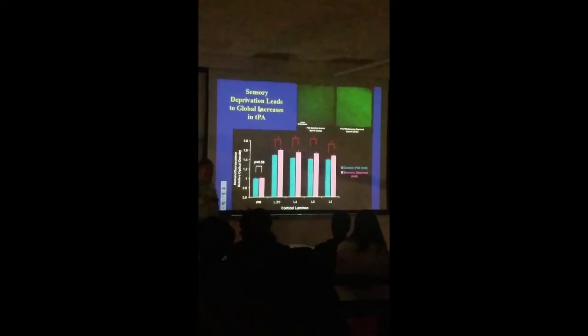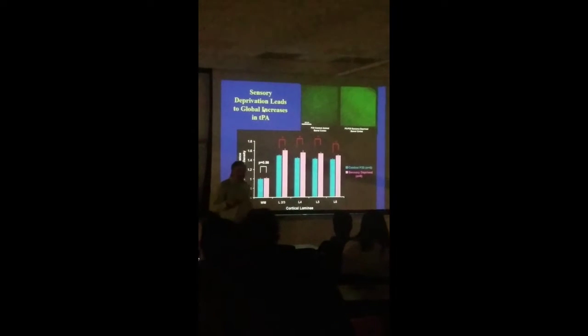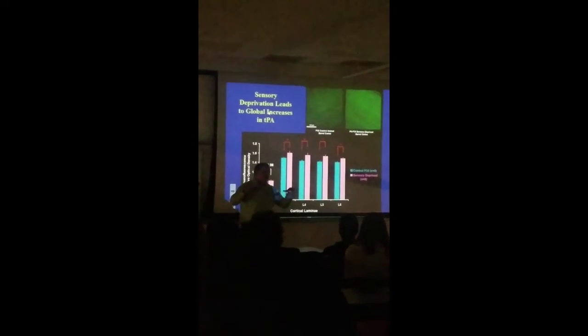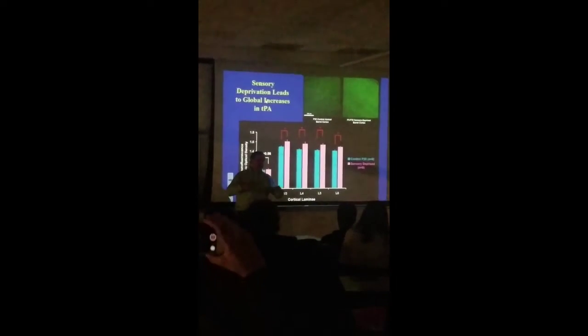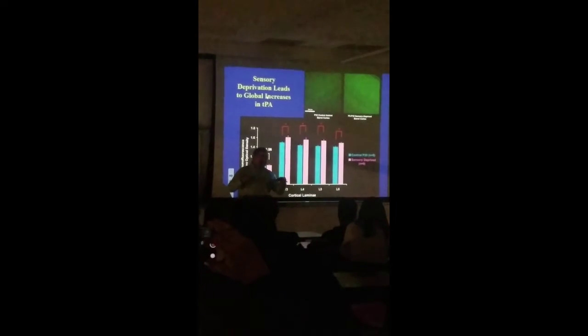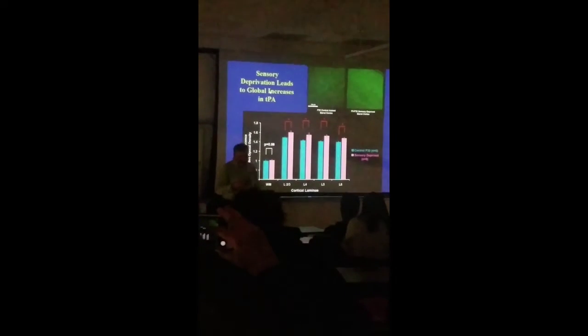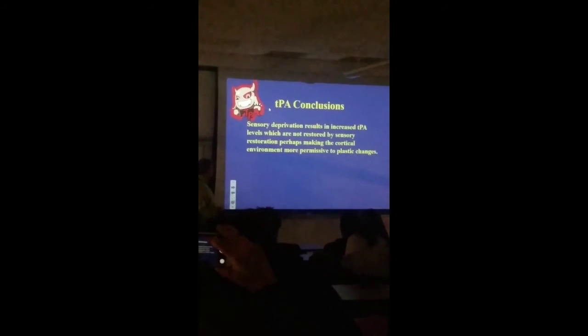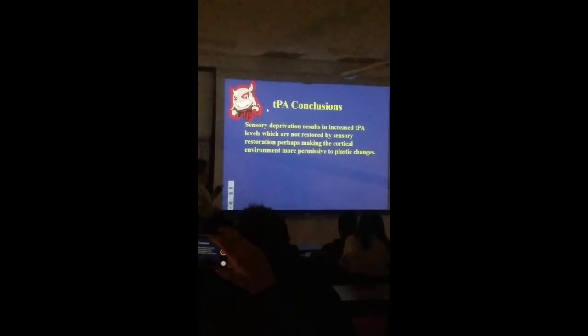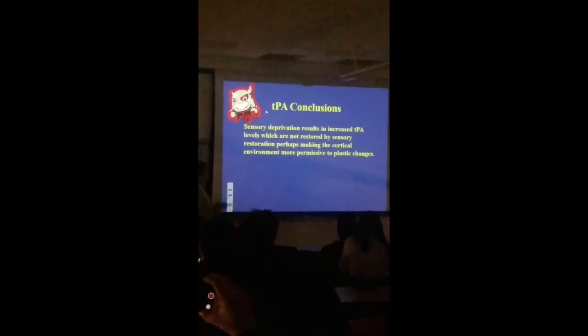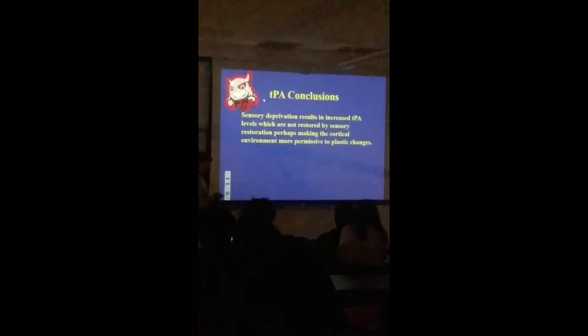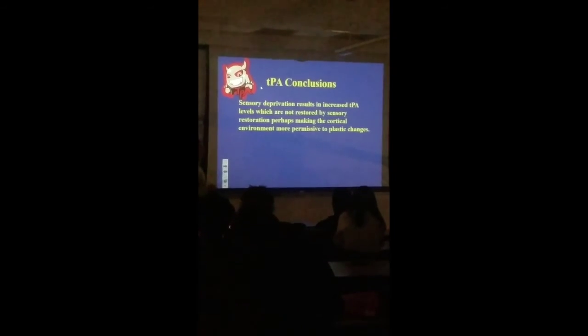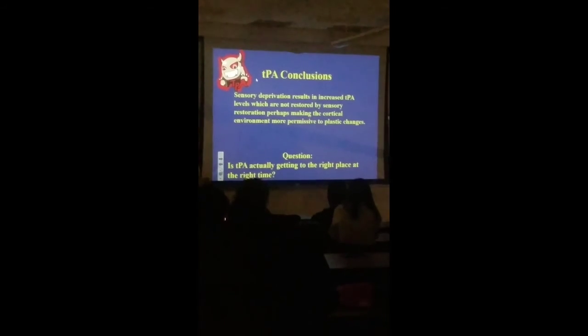And remember, this is the enzyme that degrades the net. So we think that the net is going down because there's less of the mRNA to create the protein, and there's an enzyme that's degrading it. So sensory deprivation results in increased TPA levels, which are not restored by sensory restoration, perhaps making the cortical environment more permissive to changes, such as the anatomical changes I've shown you.